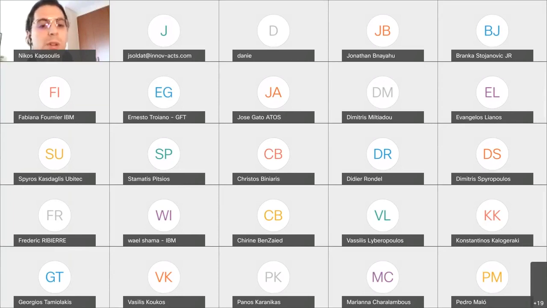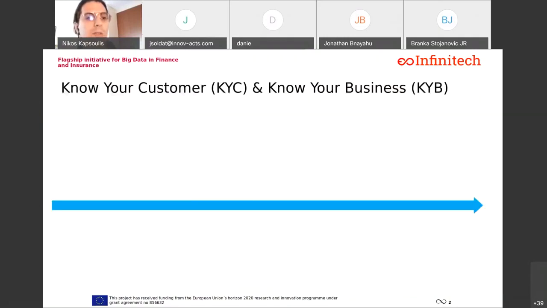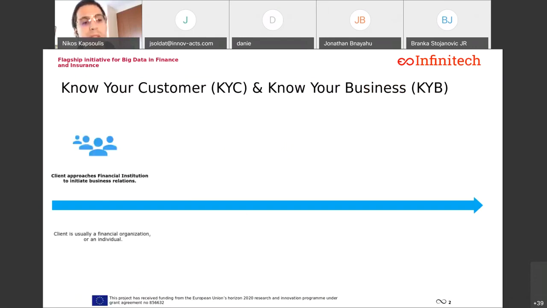And we would like to have a title of the solution where we're doing intelligent data sharing with blockchain, and what does this all mean. We will start with the know your customer and know your business standard use case and what it is. We have, of course, an actor, which is a client that approaches a financial institution to initiate business relations. The financial institution queries the shared KYC platform. This is what happens in the real world today and how the KYC and KYB process is implemented.